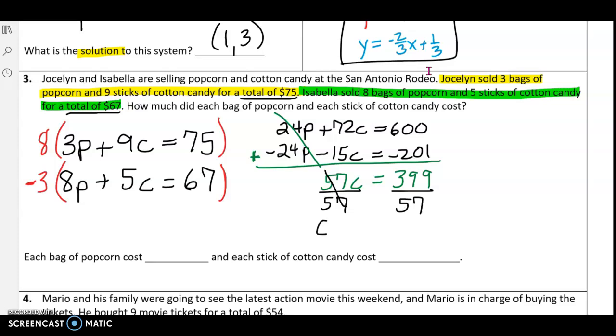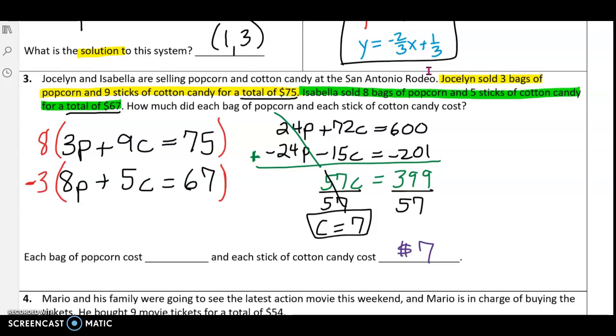So C is 7. 7 what? Remember, we're trying to find the cost. We already know how many cotton candy sticks they bought, but how much did each one cost? Each cotton candy stick was $7. So we're going to put that in right here in the fill in the blank. On a STAR test, these would probably be drop-down boxes with options for you to select from.